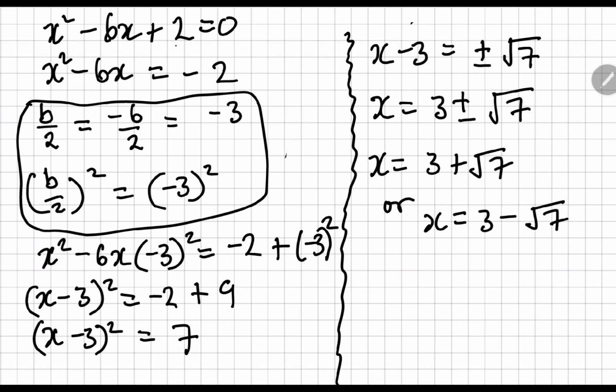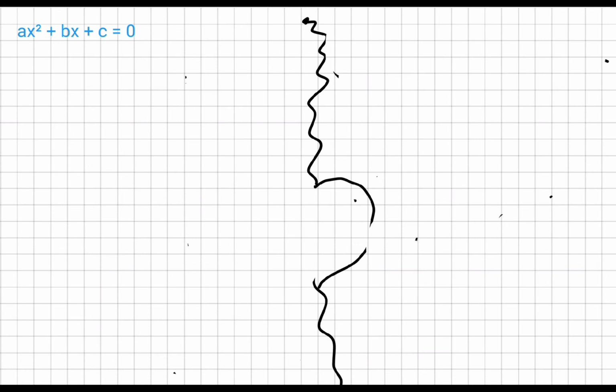Fairly straightforward, especially if the coefficient of x is 1. Moving on to the last question now. We have ax squared plus bx plus c is equal to 0. We can't complete the square yet because the coefficient of x squared is not 1. So we divide by a.